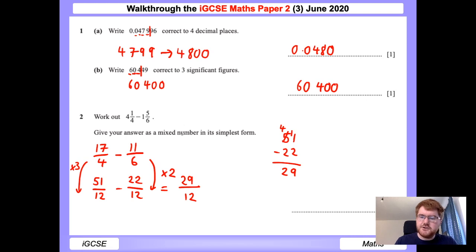Okay, but notice the question wants it as a mixed number. So this is only good enough for 2 marks. So we need to convert it back into this kind of number. So how many 12s go into 29? Well, that will be 2, and then remainder 5. So we get 2 and 5 twelfths.